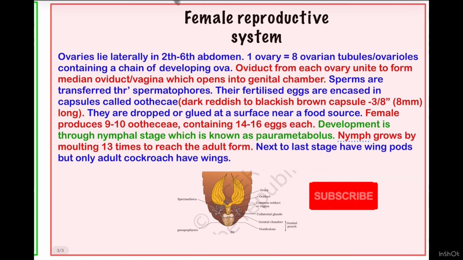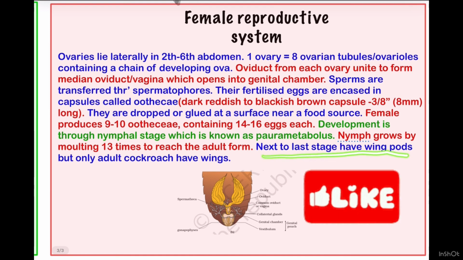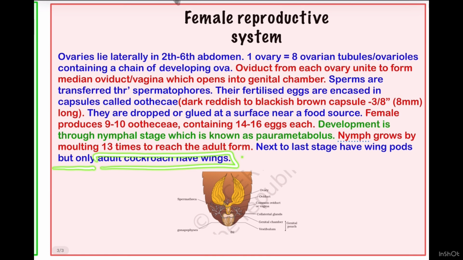Development here is paurometabolous, because the nymphal stage is almost similar to the adult, but wings are absent. The nymph grows, undergoing around 13 moltings to form the adult. The next-to-last stage will have wing pads, but only the adult cockroach will have wings.